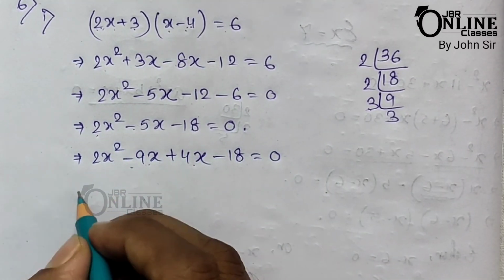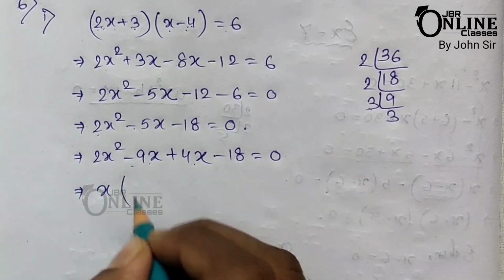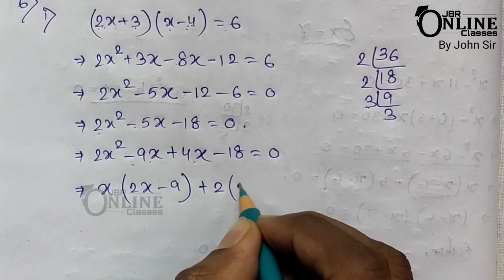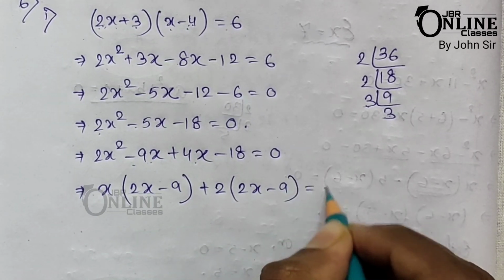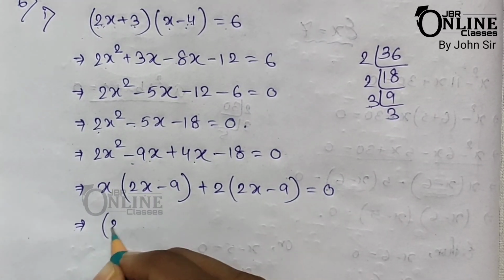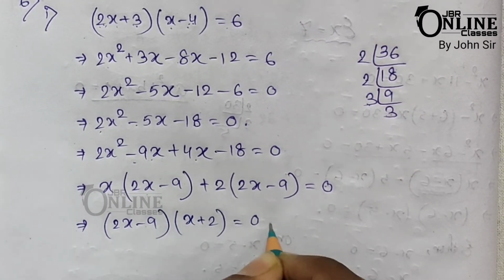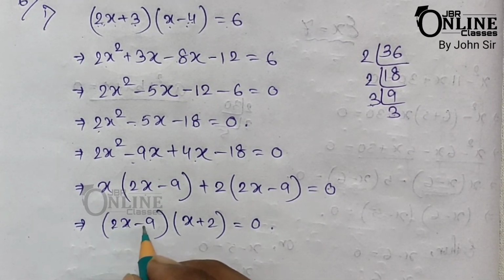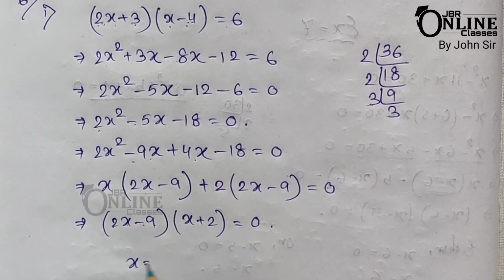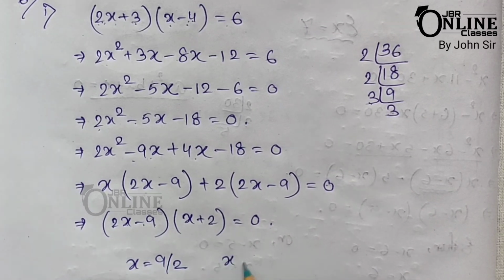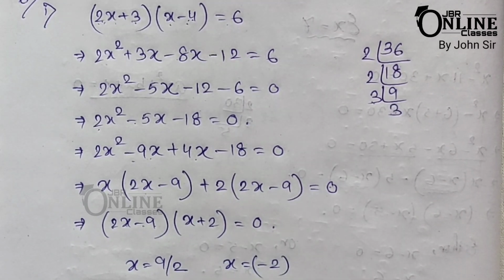So here minus 18. So if x is common, it becomes 2x minus 9. Here 2 will be common, it becomes 2x minus 9. So that equal to 2x minus 9 into x plus 2 equal to 0. So from that 2x minus 9 equal to 0, so x equal to 9 by 2, and here x plus 2 equal to 0, so x equal to minus 2.